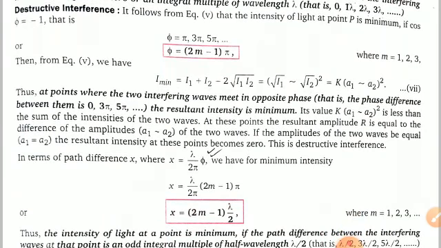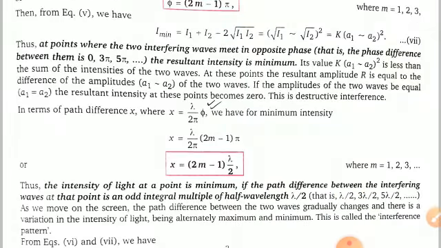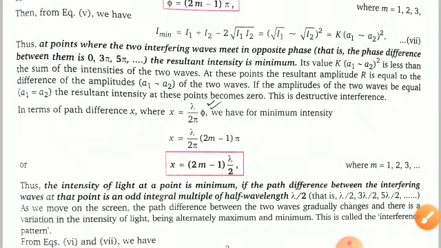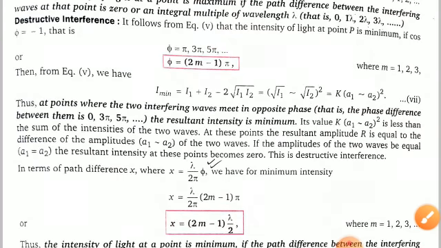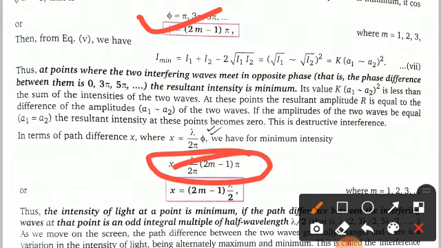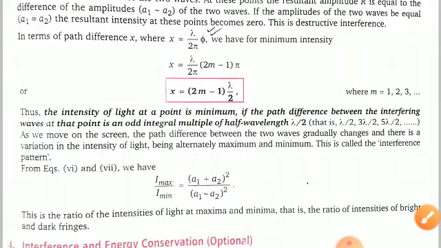So, the destructive interference in terms of path difference: if we write this relation in terms of path difference, we know the formula very well, x is equal to lambda by 2 pi of phi. So, for minimum intensity, we put here in place of phi this value, phi equals (2m minus 1) into pi. Clear? So, write this value here and you get the relation between path difference and phase difference. Now, this changes to the wavelength. So, x is equal to (2m minus 1) multiplied by lambda by 2.